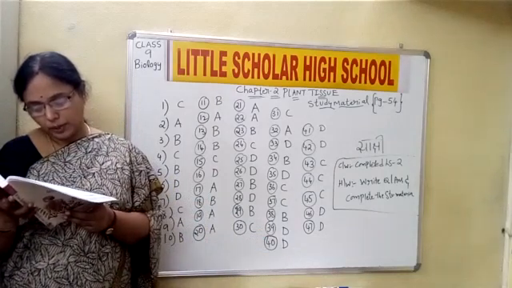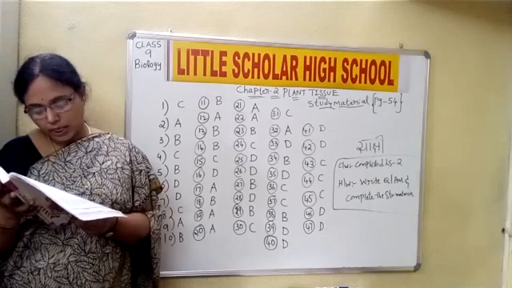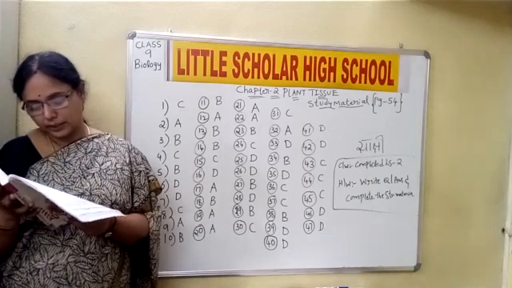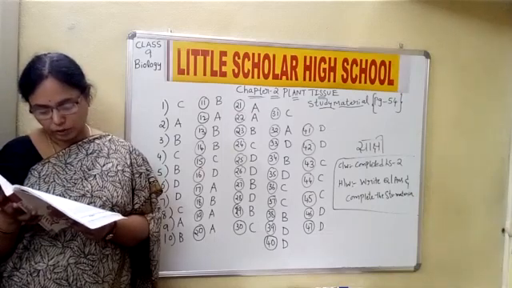And for the 40th one, root tips contain meristematic tissue. Husk of coconut contains sclerenchyma tissue. Both A and B are correct. So 40D.